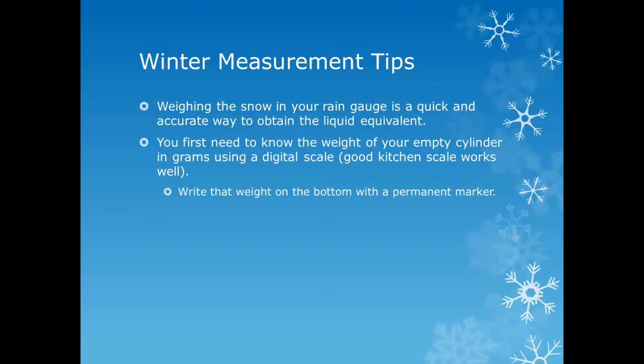A good kitchen scale measuring to the nearest gram will work just fine. I have one I've had for several years. I have a set of weights to check its accuracy, and it's spot on. Once you weigh your gauge, you write that weight on the bottom with a permanent marker, 400 or 500 grams, whatever it happens to be.